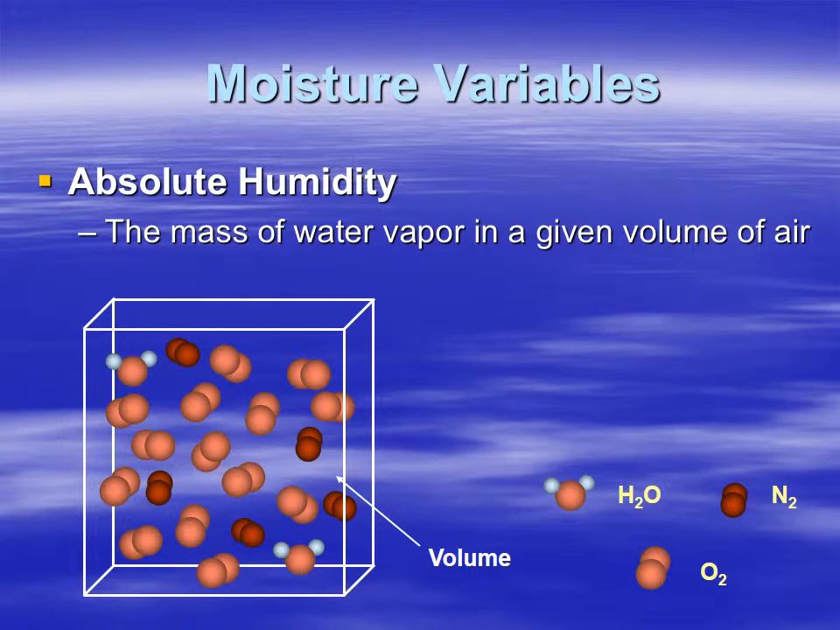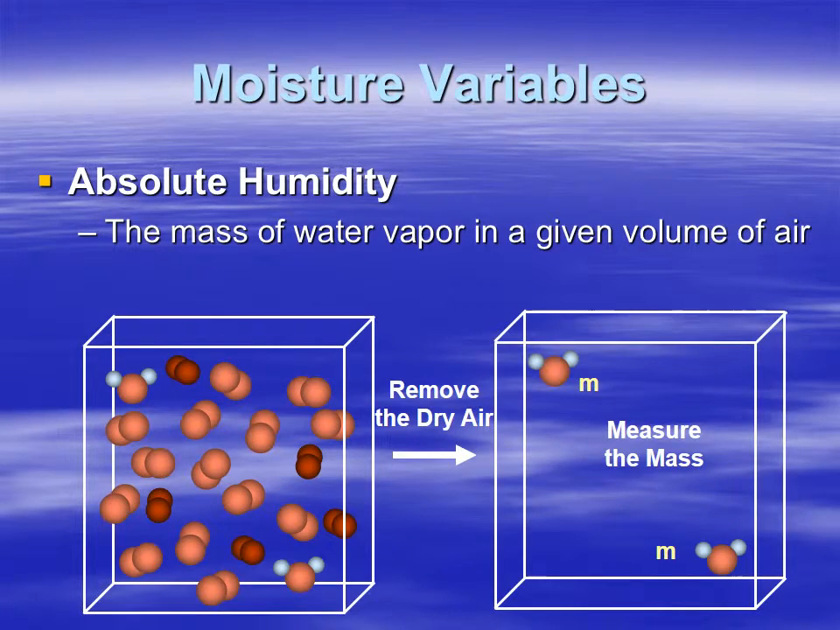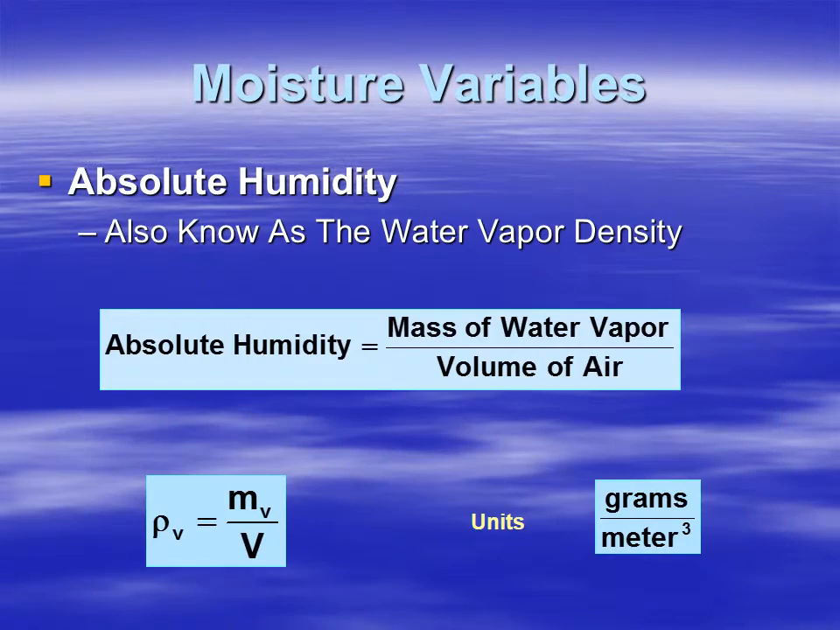Okay, so that's wet bulb, but there's a couple other terms we need to go through. Absolute humidity is the mass of water vapor in a given volume of air. So looking at the air and looking at the water vapor, if you can remove the water vapor and still have it in the given volume of air, the mass of water vapor in a given volume of air is your absolute humidity. And absolute humidity is more or less the density of water vapor in the air.